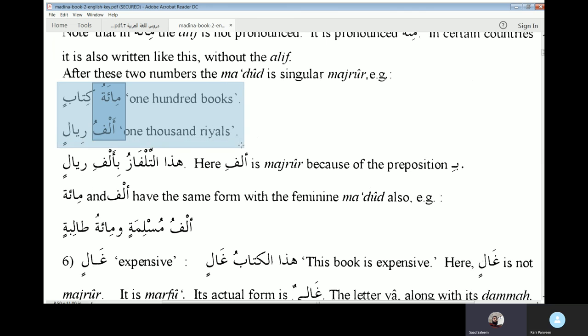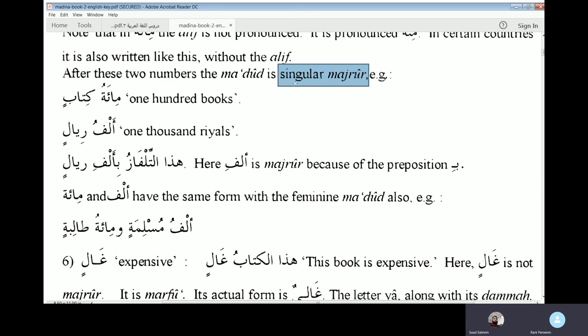Now read these examples. Miatu kitabin. Why are we not using kutubin, the plural word? Because of this rule. We can only use a singular word with Mia and Alf. We cannot use a plural word. Yes. Do these rules only apply to these words, Miatun and Alfun? Yes.